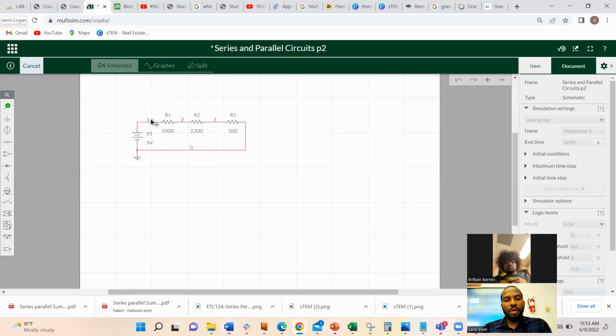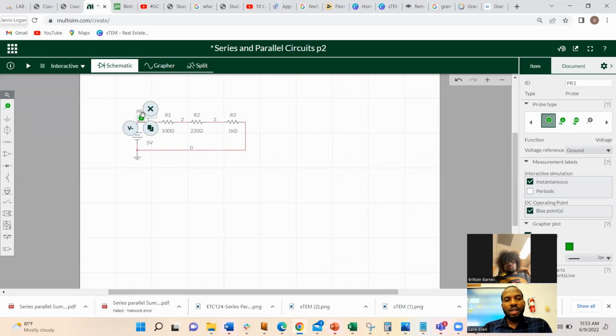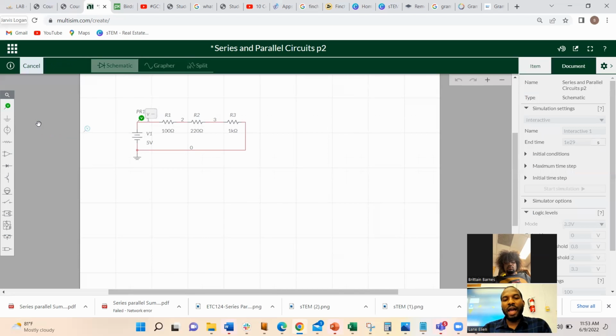So what do I mean? We know that the voltage here is going to be 5 volts, correct? So we are going to then measure the voltage after the component to see, okay, how much did the voltage decrease by? Whatever the voltage decreased by is the voltage drop across that 100 ohm resistor.